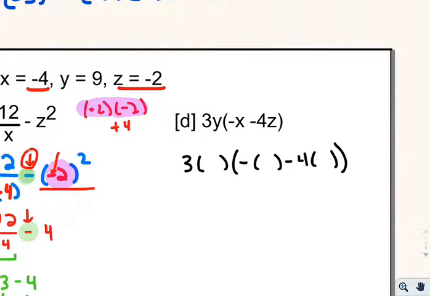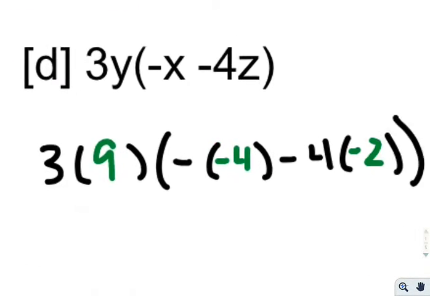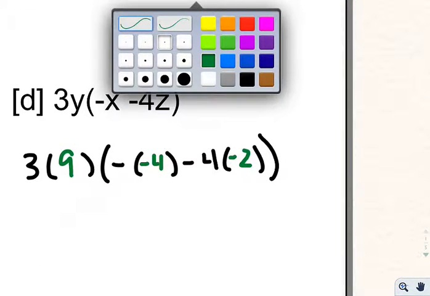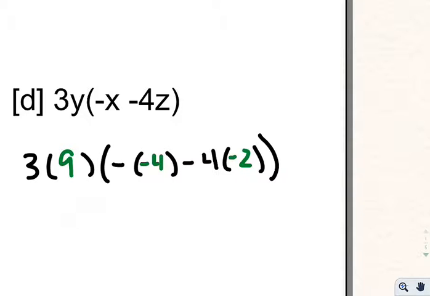So we have 3y, and y is going to be 9. We have an x, and that's going to be a negative 4. And then we have a z, and that's going to be a negative 2. So that comes from our replacement. Now let's do this one piece at a time. We don't have exponents. We do have a whole lot of parentheses. Here's one set. We have 3 times 9. We'll make that a 27. Break parentheses for these parentheses right here. Maybe switching colors will help.